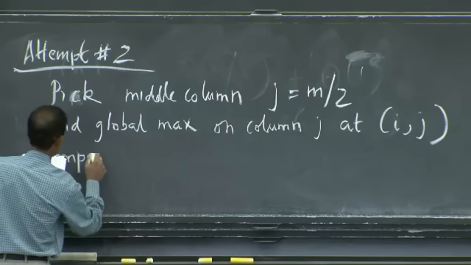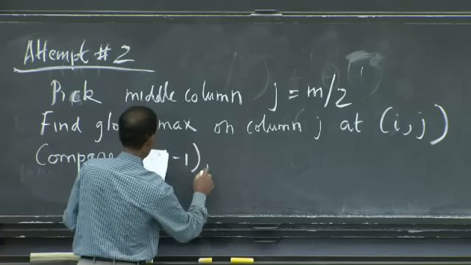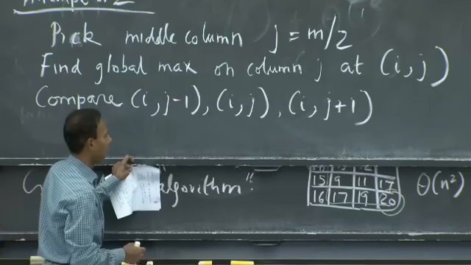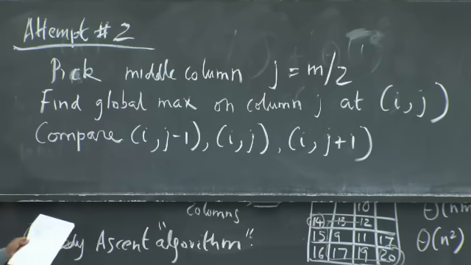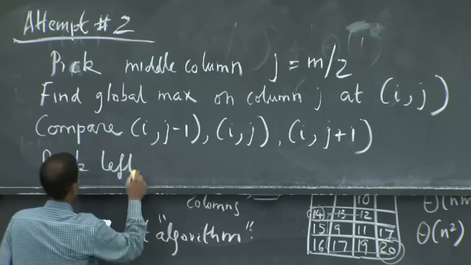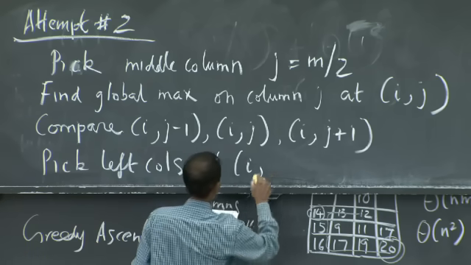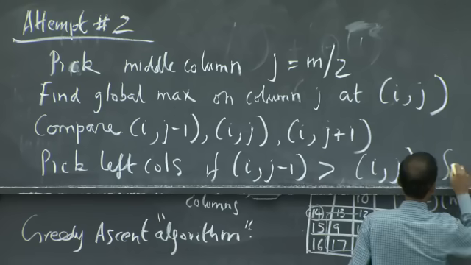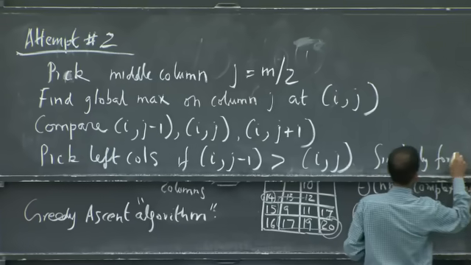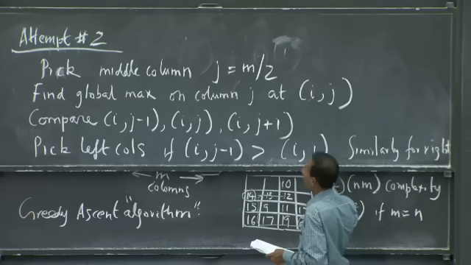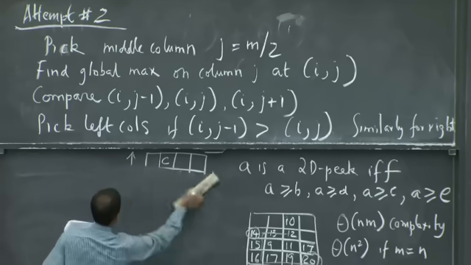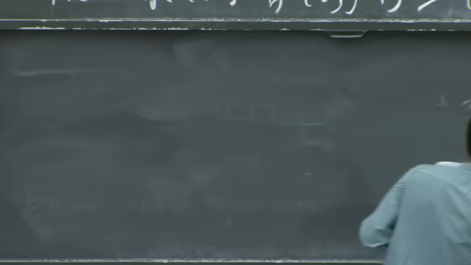I'm going to compare (i, j minus 1), (i, j), and (i, j plus 1), which means that once I've found the maximum in this row, I'm going to look to the left and the right and compare. I'm going to pick the left columns if (i, j minus 1) is greater than (i, j), and similarly for the right. And if in fact either of these two conditions don't fire, and what I have is (i, j) is greater than or equal to (i, j minus 1) and (i, j plus 1), then I'm done.